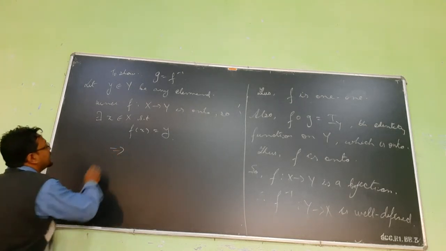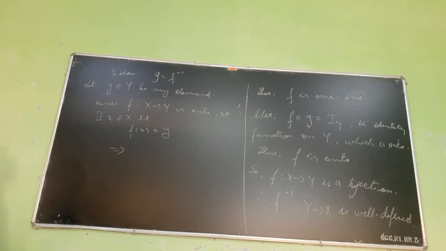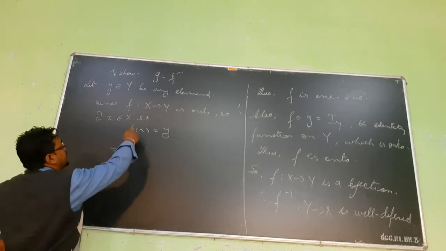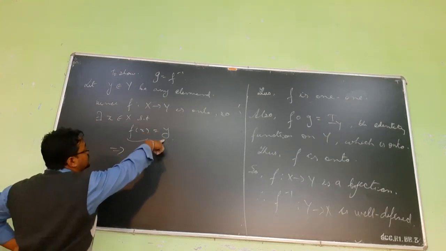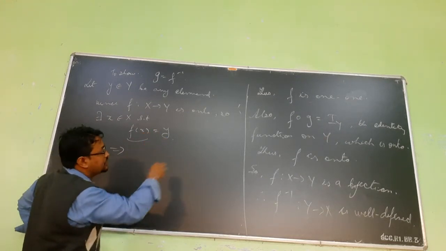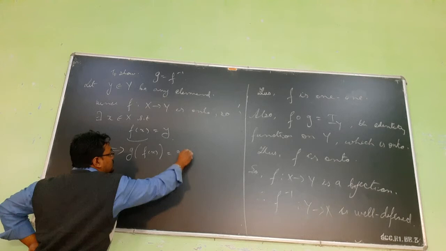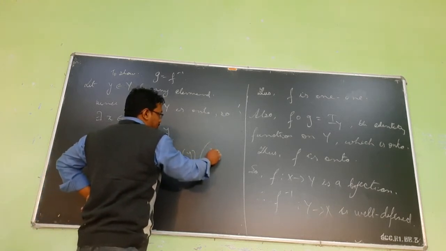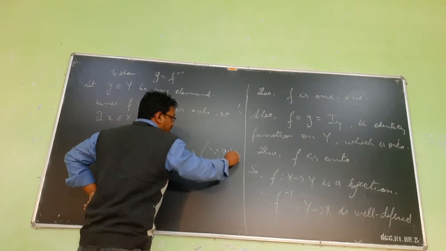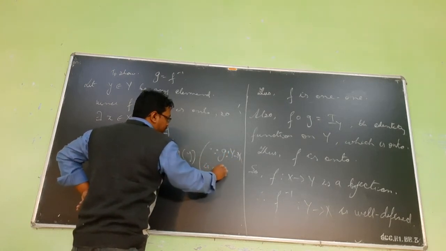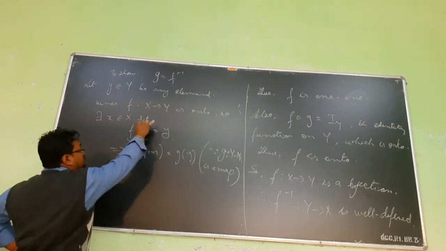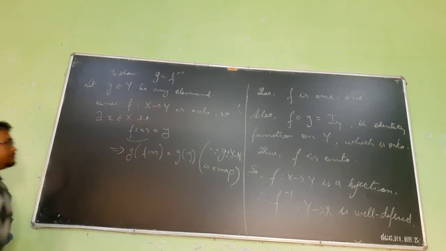So from here what can I write? f(x) is actually equal to y. Since f from X to Y is onto, there exists an element x inside capital X and then f(x) is y. Now see, f(x) is an element of Y and this y is also an element of Y, and g is a function. So I can always write g of f(x) is equal to g of y, because g from Y to X is a map. These two elements are equal, so they will go to the same image.